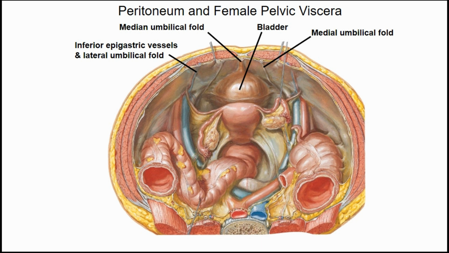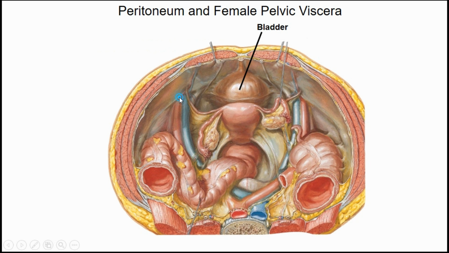If you need to find the bladder, you locate the median umbilical fold and trace it down. If you need to find the internal iliac artery and vein, you follow the medial umbilical fold further into the pelvis. And if you need to find the external iliac artery or vein, or the vas deferens, you're going to then follow the lateral umbilical fold to its origin.